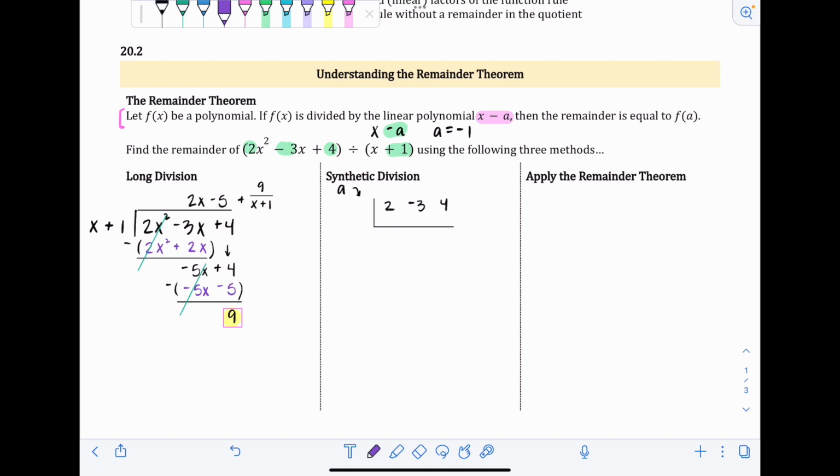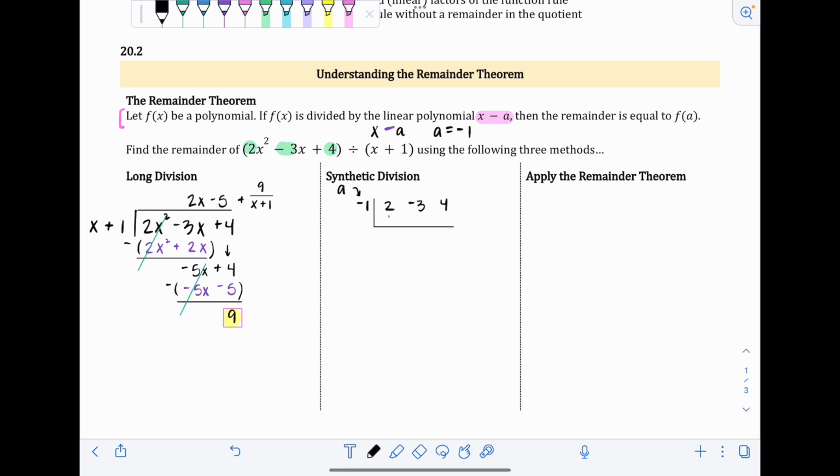Because there's already that minus in there, the a value that's turning that x minus a into an x plus 1 would have to be -1, because it's like minus -1. This minus is there no matter what. So we'll put a -1 right there.